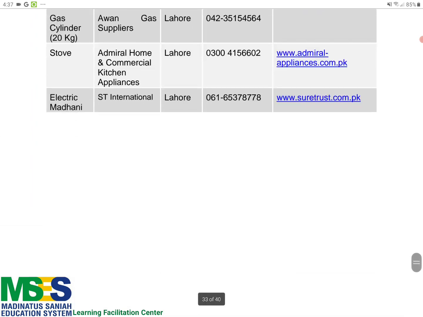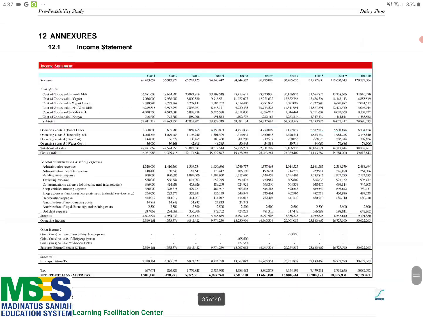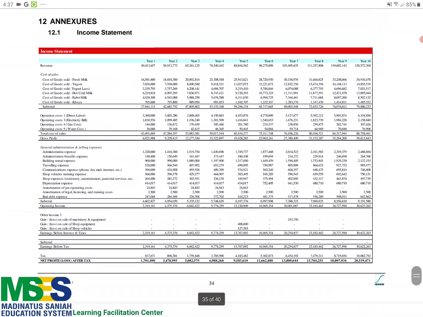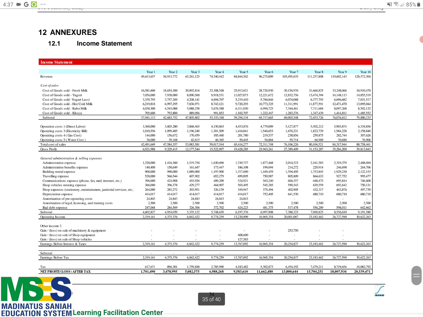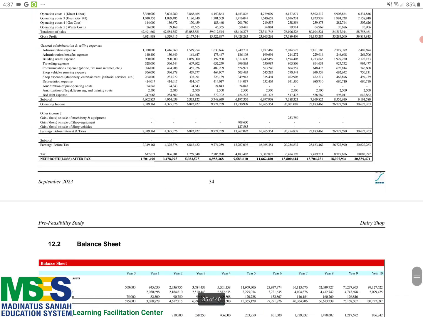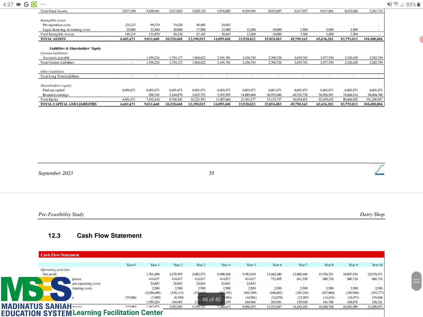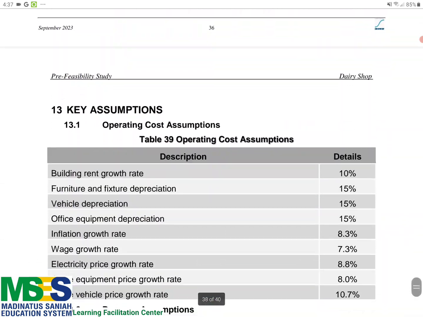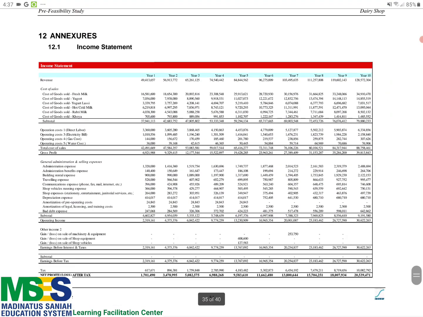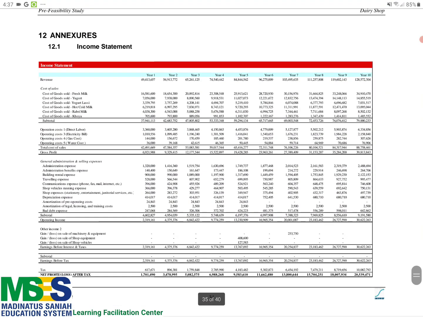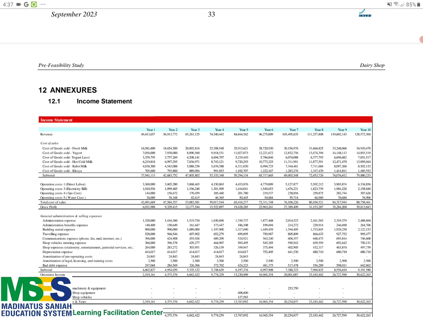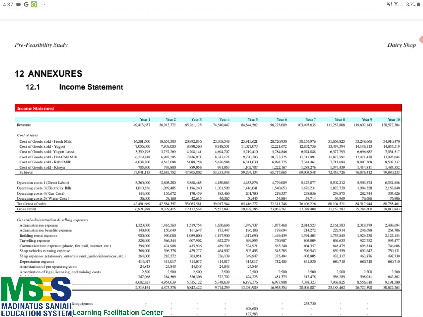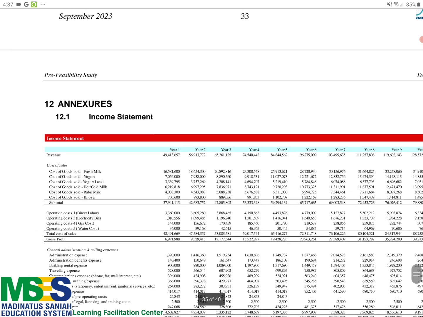And these are the income statements. Net profit in year one. If you come down to the end of the income statement, you are shown how much profit after tax you have. In the first year, how much profit after tax are you getting? In the first year, 1.7 million. The first year's profit is 1.7 million.